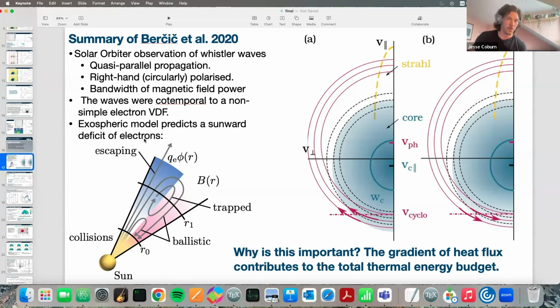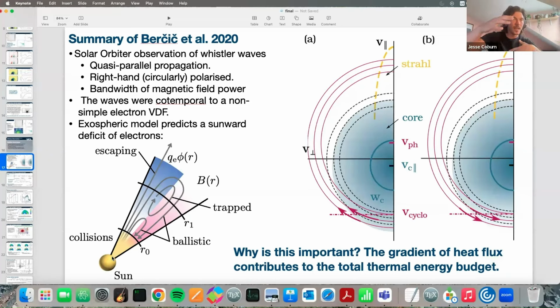So what is this exospheric model? At the sun, you get pressure gradient acceleration of protons and electrons, just like Parker acceleration. Because electrons are lighter, they are accelerated to larger distances. That sets up an electric field, an ambipolar electric field between the protons, and there are plenty of ions as well, and the electrons.